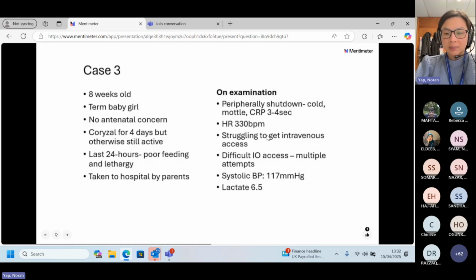Her cap refill time is, it's not CRP, CRT, cap refill time is 3 to 4 seconds. Heart rate on the monitor is 330 beats per minute. And the nurse said that the systolic blood pressure is 117 millimetres of mercury. You didn't manage to get a cannula, so you did a heel prick and got a lactate of 6.5. You had multiple attempts at inserting an intraosseous access, but managed to eventually get one in.